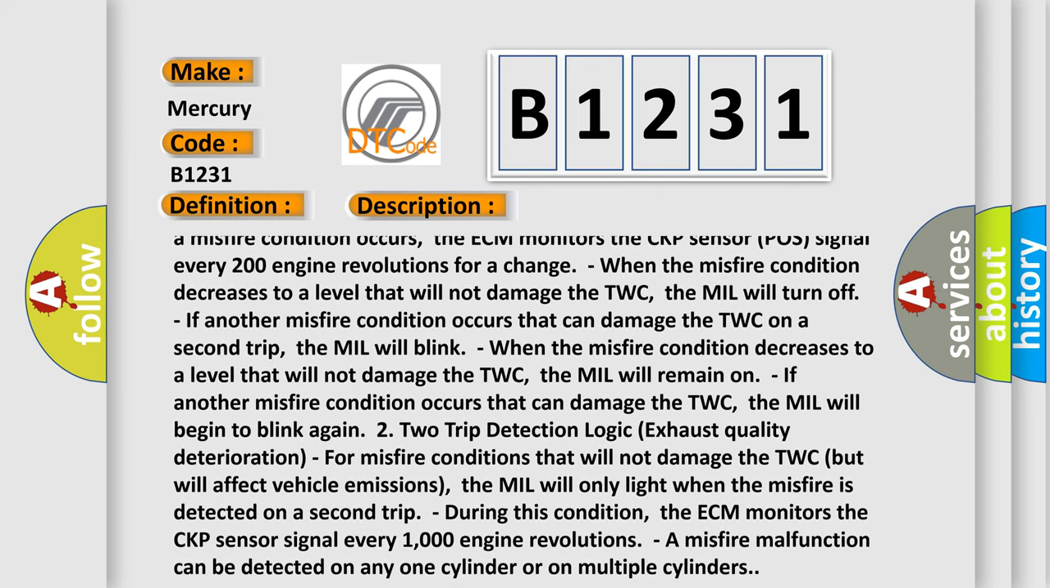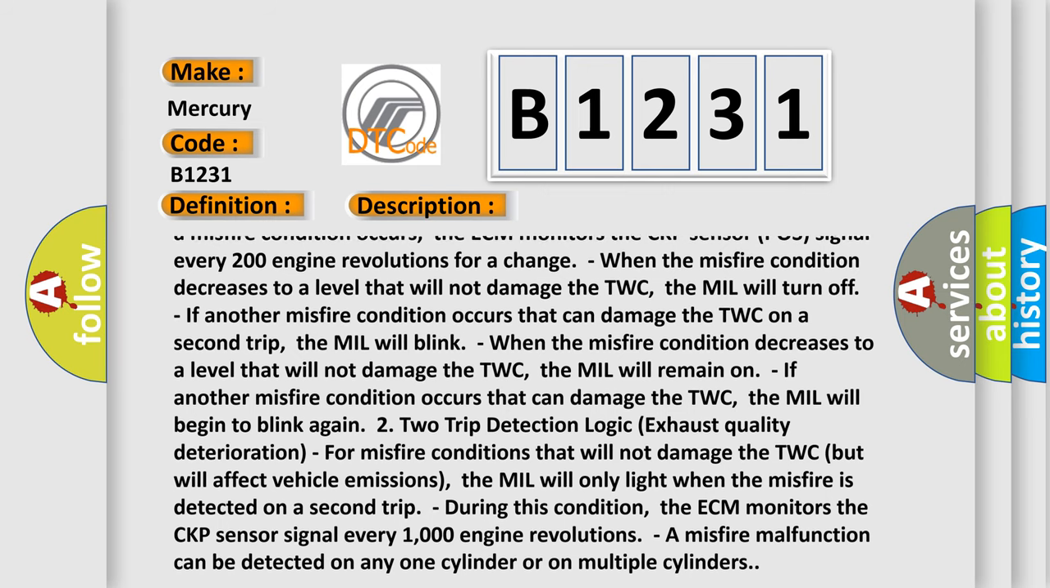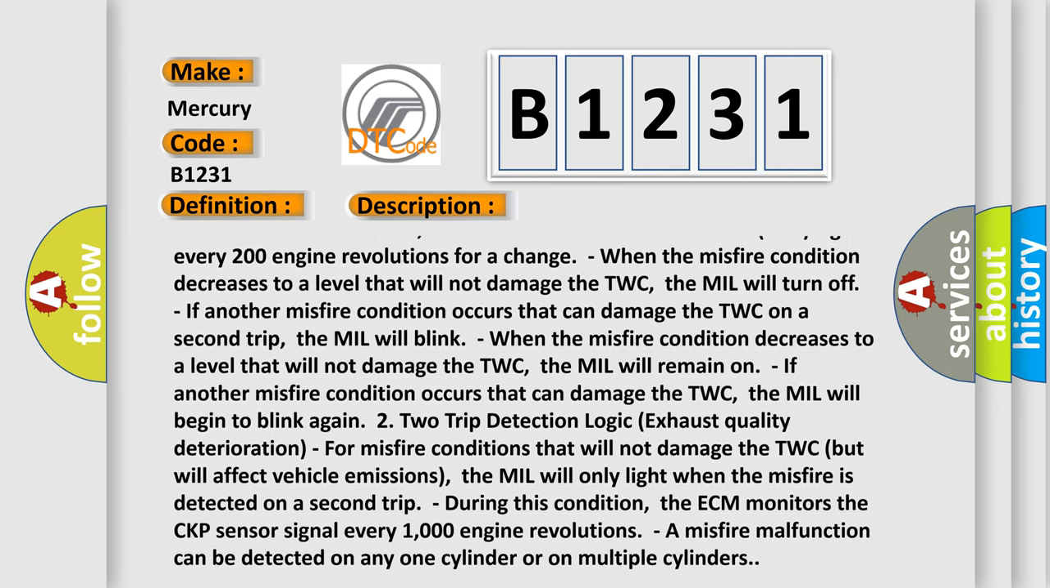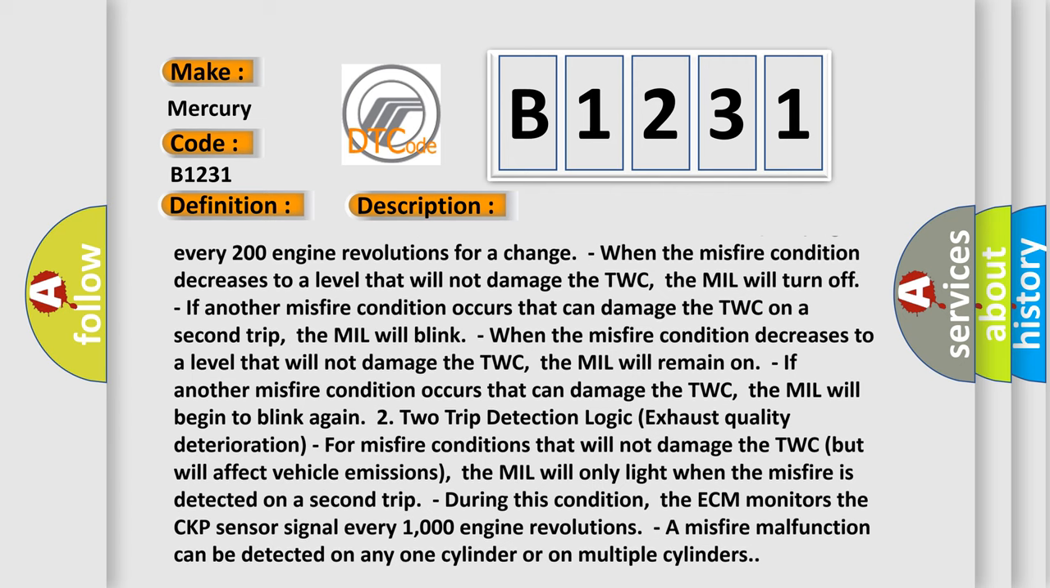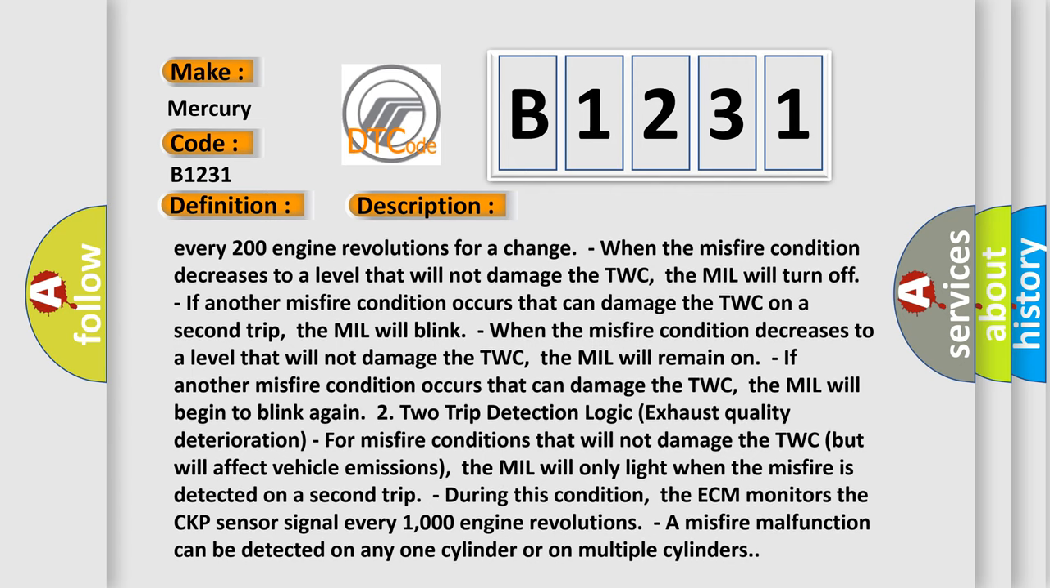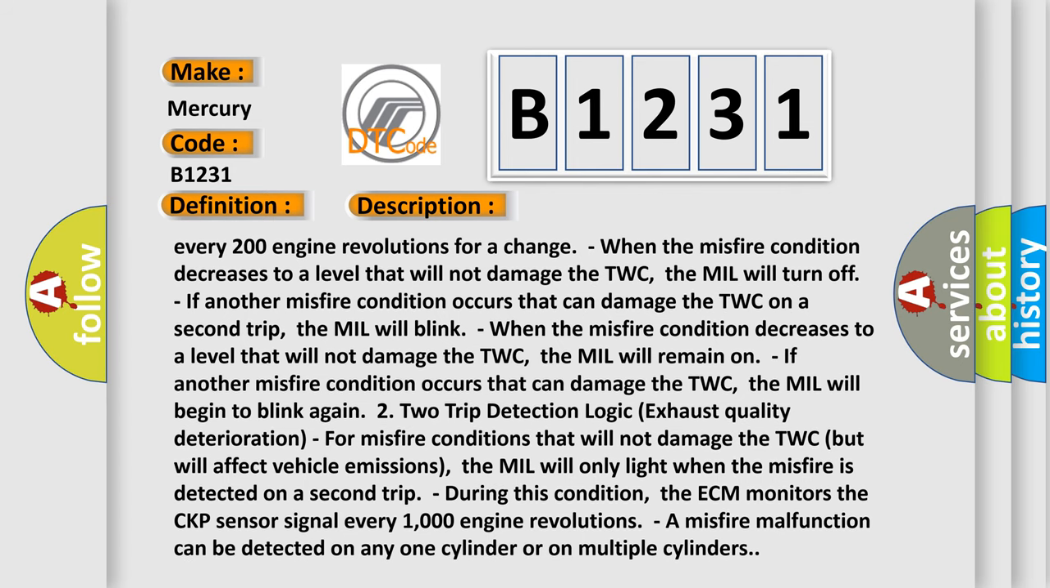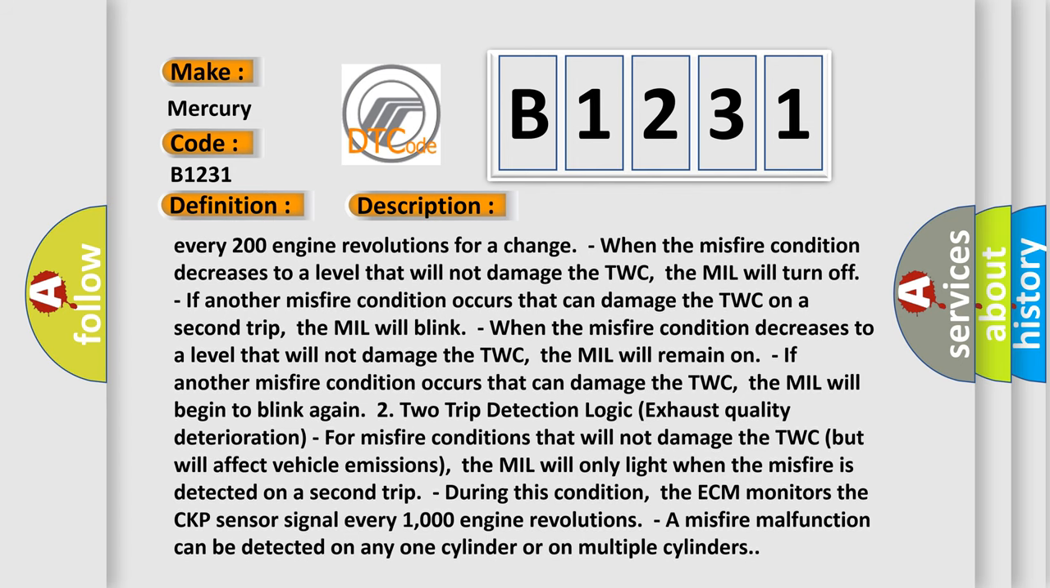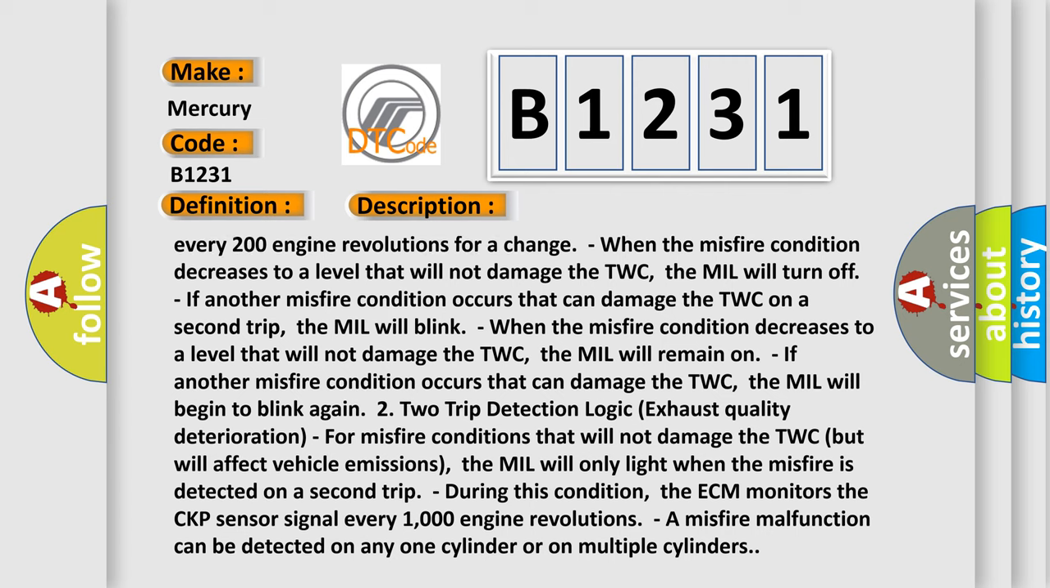2-2 trip detection logic, exhaust quality deterioration. For misfire conditions that will not damage the TWC but will affect vehicle emissions, the MIL will only light when the misfire is detected on a second trip. During this condition, the ECM monitors the CKP sensor signal every 1000 engine revolutions. A misfire malfunction can be detected on any one cylinder or on multiple cylinders.